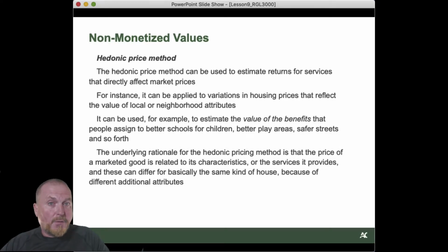People place a value on that, and we can identify those values, or certainly strongly estimate them, by differential prices based on function and based on benefits, okay? By looking at a direct market price, which is the price of the houses, and explaining that difference by other beneficial characteristics of the respective neighborhoods, all right? And that's called the hedonic pricing method.